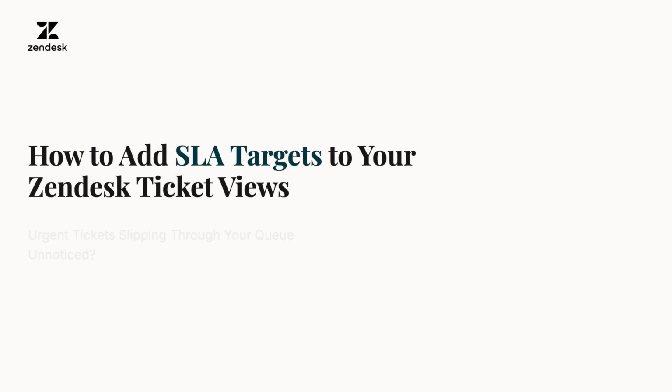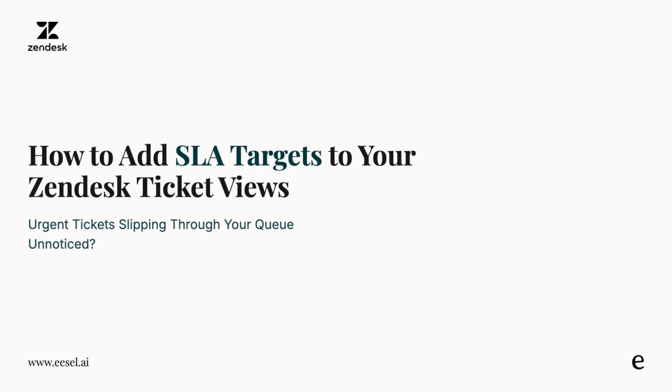Your support queue is full, but you have no idea which ticket is about to blow up an SLA. Without visible deadlines, agents pick the easiest tickets first, and critical ones slip through unnoticed. In this video, you will learn exactly how to add SLA targets to your Zendesk ticket views so your team always works on the right ticket first.